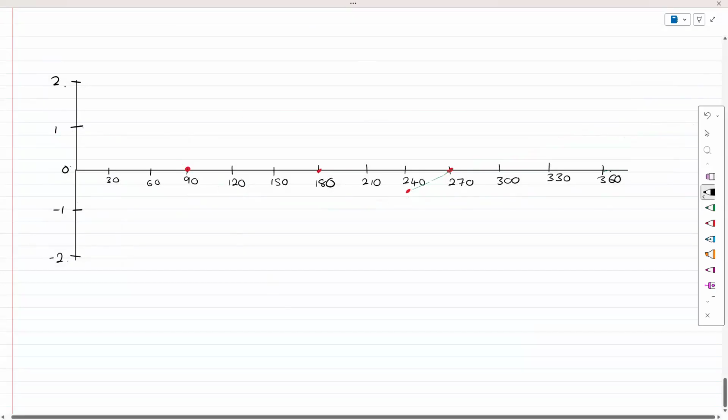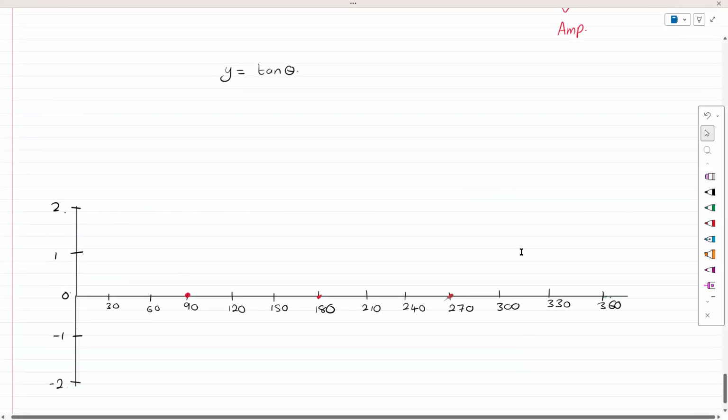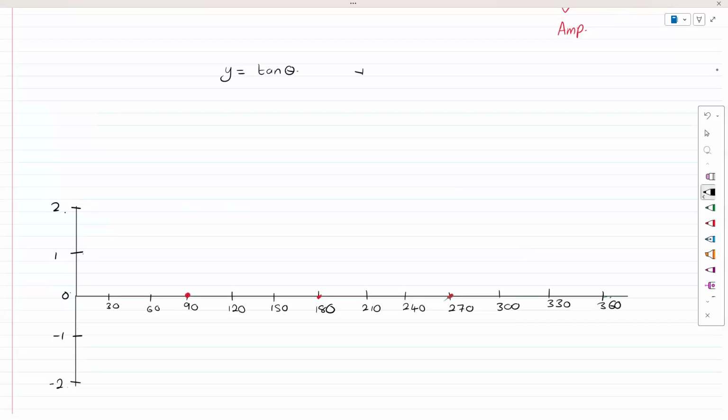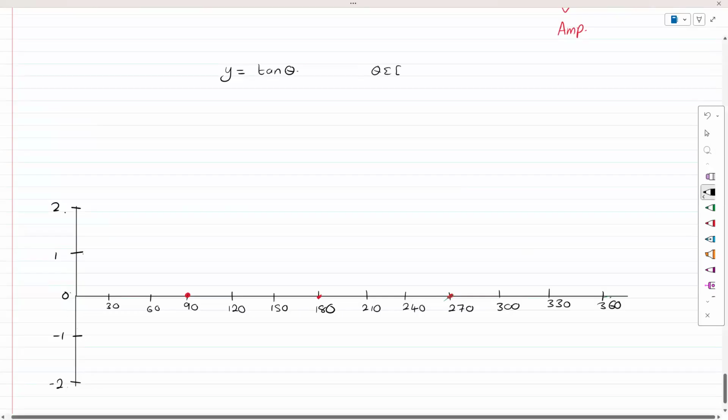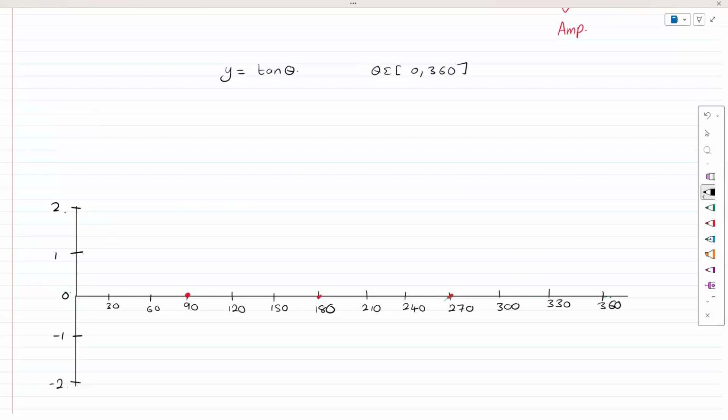Now, when it comes to a tan graph, you're going to notice there's a few errors that come up. There's a reason for that error. But I think the best thing to do before we start is just to draw. So let's start. It's the exact same method. We're going to say theta is an element of 0 and 360. Start at 0, end at 360.